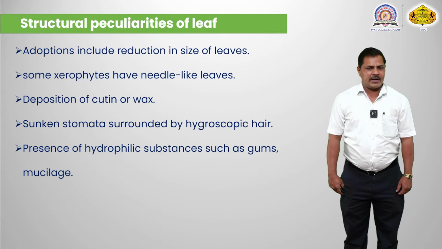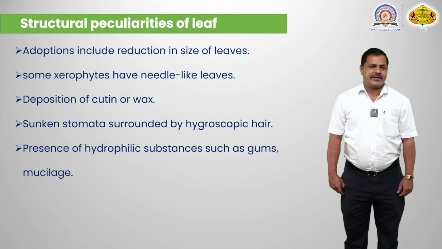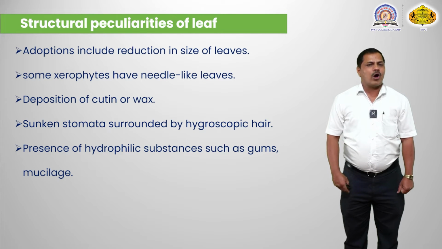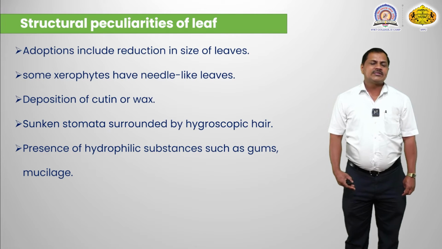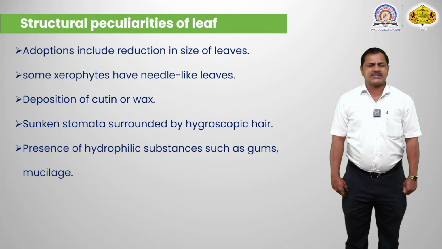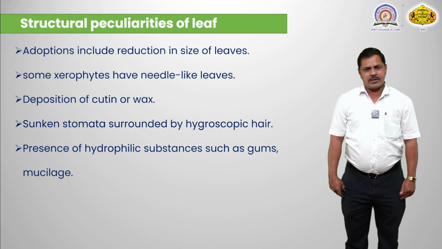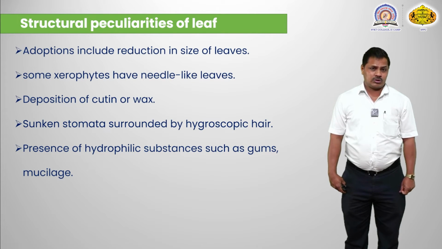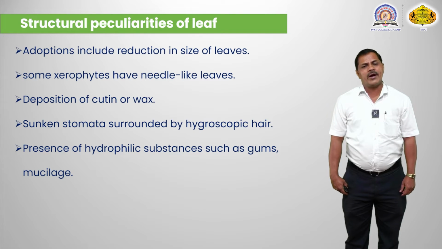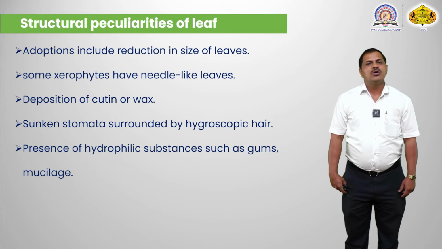Some xerophytic plants have needle-like leaves. The best example is Pinus. These plants modify their leaves into a needle-like structure. In this needle-like structure, the number of stomata is very low, and the humidity is much higher at that location. Mostly these plants grow at hill stations, in low temperature regions.